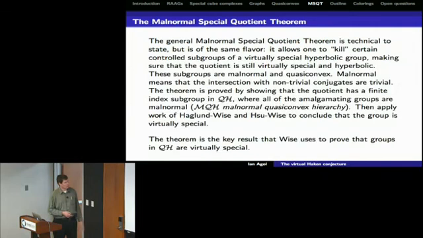Okay, so I just wanted to give this, the key result that I make use of in the proof of Wise's conjecture.